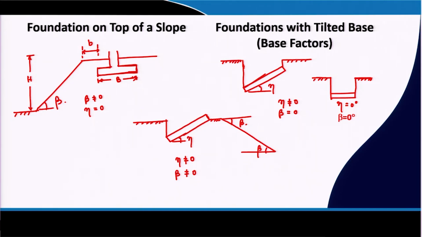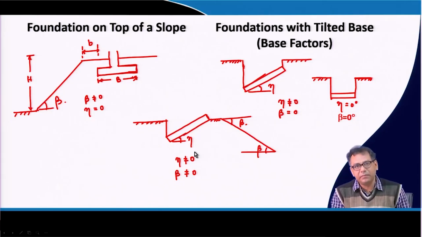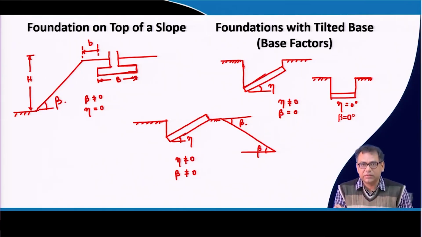And then the third case where beta is not equal to 0, but eta is equal to 0. That means it is not tilted, but it is on the top of a slope. And the fourth case where both are non-zero values, that means it is on the top of the slope as well as the foundation base is tilted. So, these are the 4 possible cases.